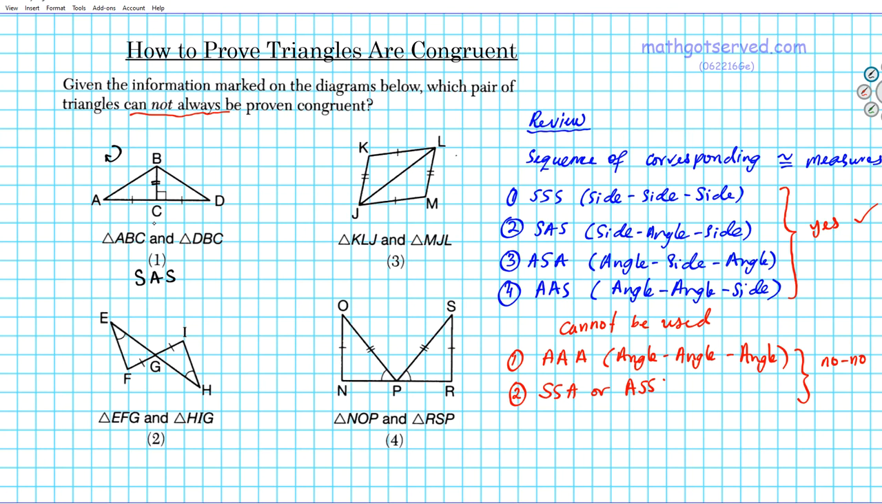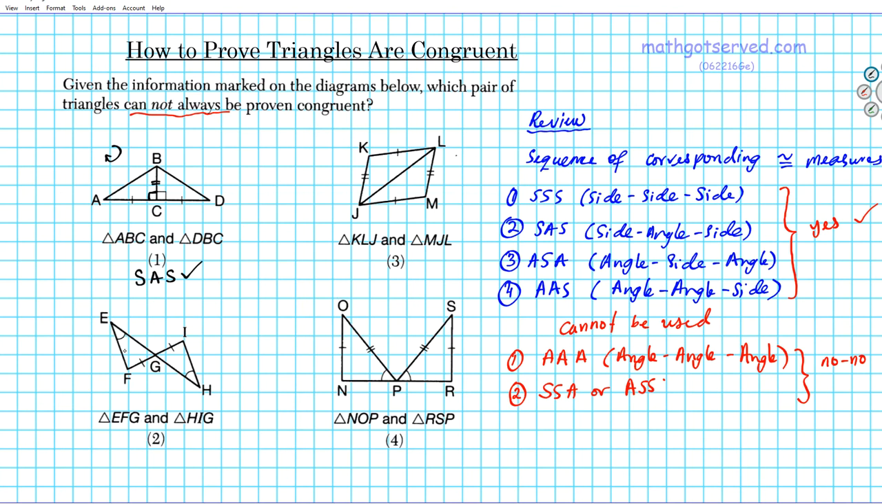What's the A? How is that possible? Well, this is 90 degrees. This is 90 degrees also. Bam. So you have a side here, an angle here, and a side. SAS. Does that work? Yep. So this can be used to prove that these two triangles are congruent, triangle ABC and triangle DBC.